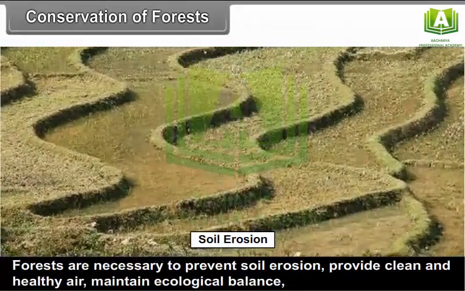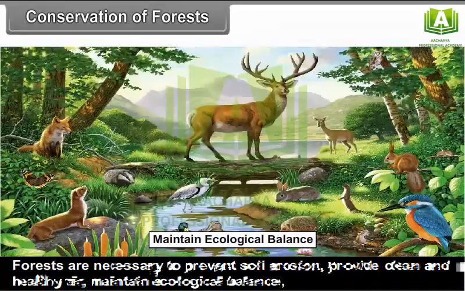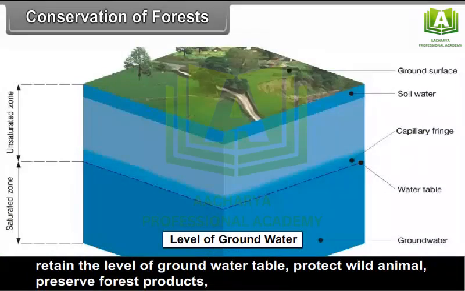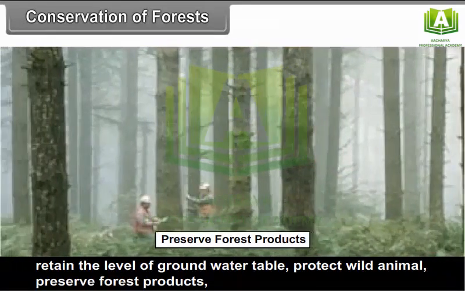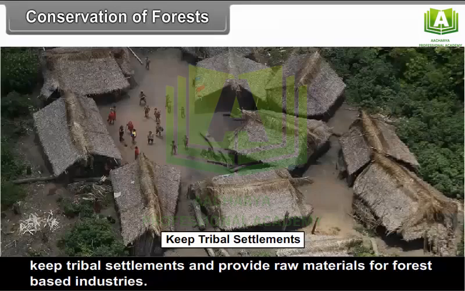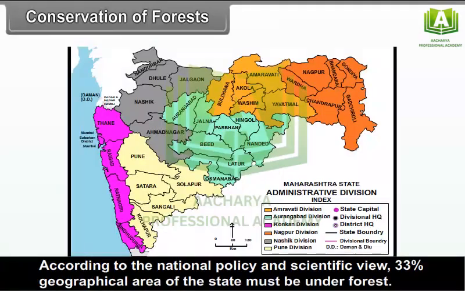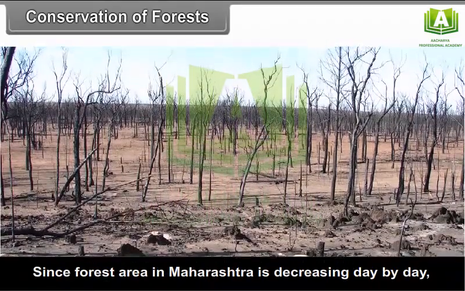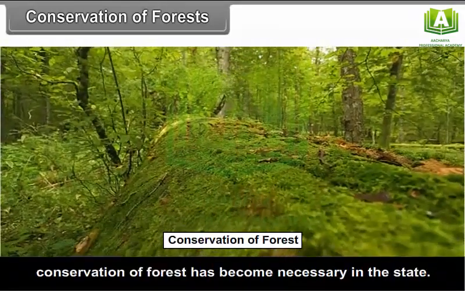Forests are necessary to prevent soil erosion, provide clean and healthy air, maintain ecological balance, retain the level of the groundwater table, protect wild animals, preserve forest products, keep the tribal settlements, and provide raw materials for forest-based industries. According to the national policy and scientific view, 33% of the geographical area of the state must be under forests. Since forest area in Maharashtra is decreasing day by day, conservation of forests has become necessary in the state.